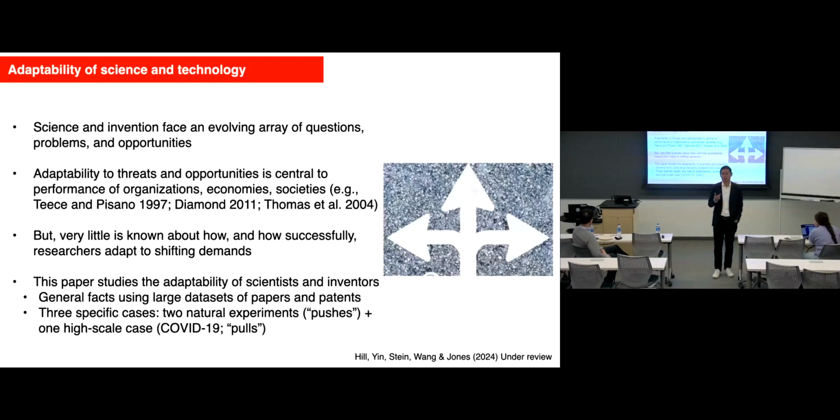That will include first 2 natural experiments, where researchers were pushed to move. We want to see if that replicates what we discover in the general facts. And then after these 2 natural experiments, we're going to look at one case where researchers were pulled into high-demand areas. In this case, we want to study COVID as a case study and think about whether the findings still replicate there as well. All right. So this is a general roadmap for this project.